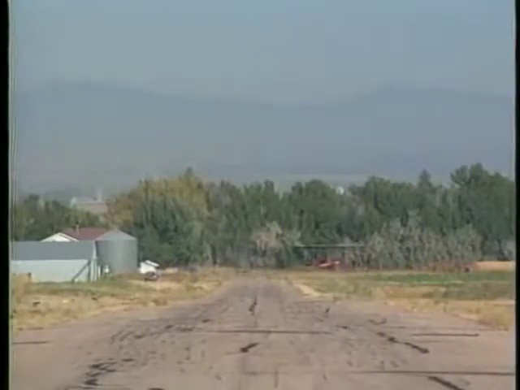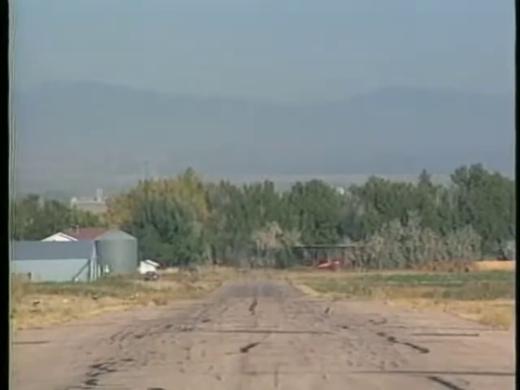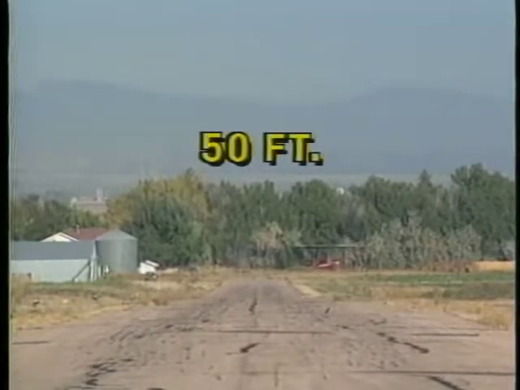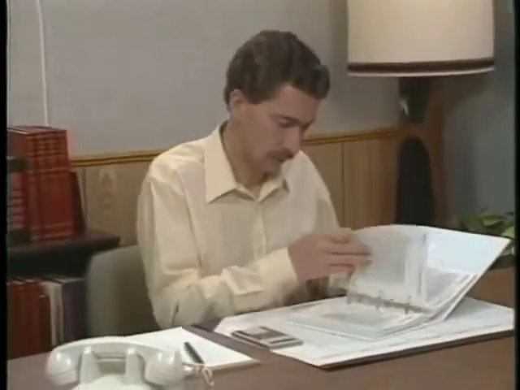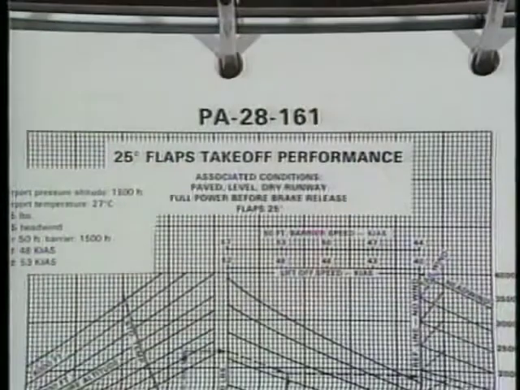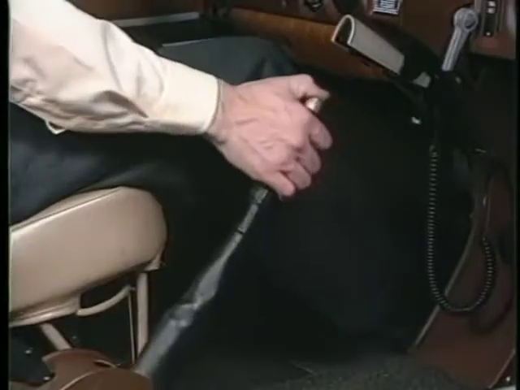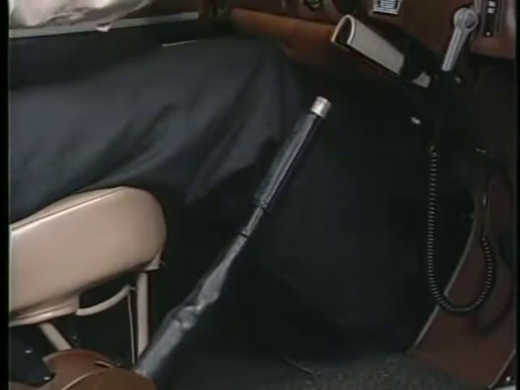The first maneuver we'll discuss is the short field takeoff and climb. For training purposes, if an actual obstacle doesn't exist, you should assume there is a 50-foot obstacle at the end of the runway. Make sure your airplane has the performance to take off under the existing conditions by checking the takeoff performance charts in the airplane's POH. During your pre-takeoff check, set the flaps as recommended in the pilot's operating handbook.